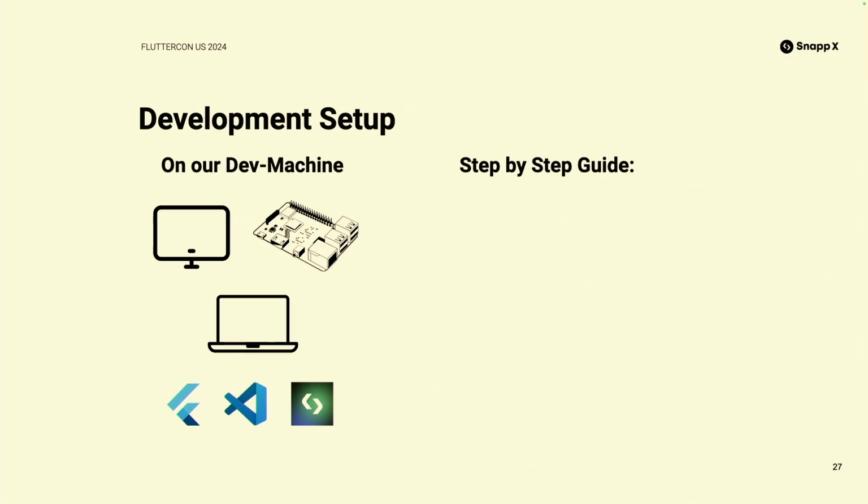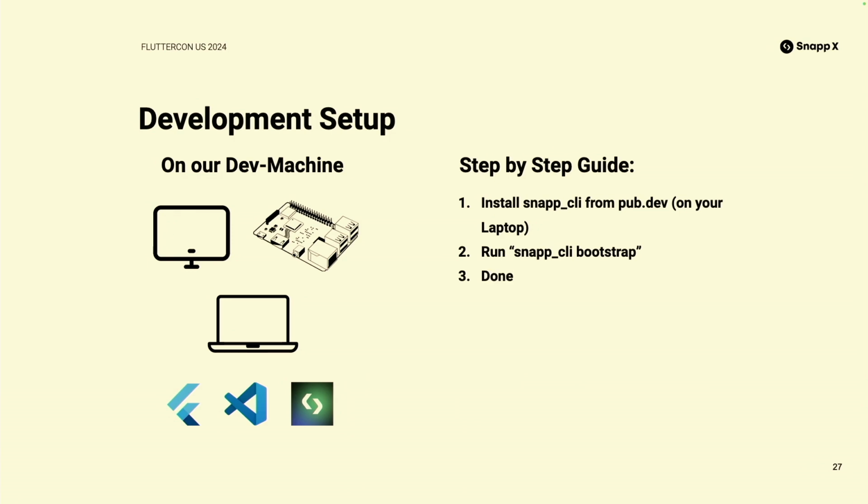Step 1 is to install snap CLI from pub.dev. Step 2, run the bootstrap command, and step 3, you're done. It's not that hard, I'm actually not kidding. So just a second before I start the video.